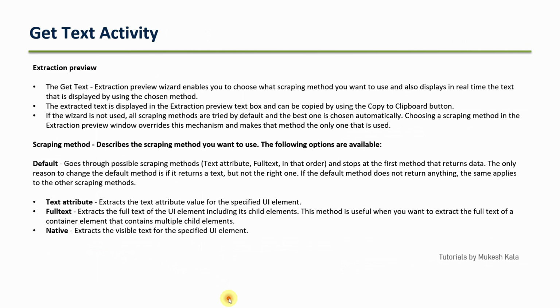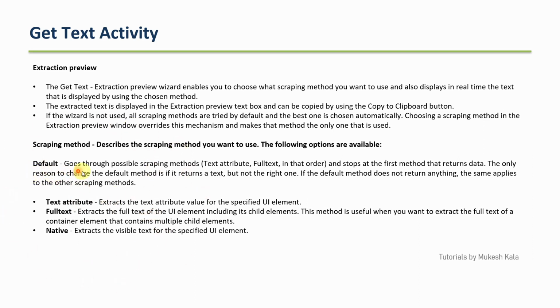Okay. The last thing we have is the Get Text activity, which was a single activity that does the native as well as the full text. However, I have seen that there are four options. Default, I understand what is full text, I understand what is native, but there are two more options. What exactly was that? That is what I have put in this slide.